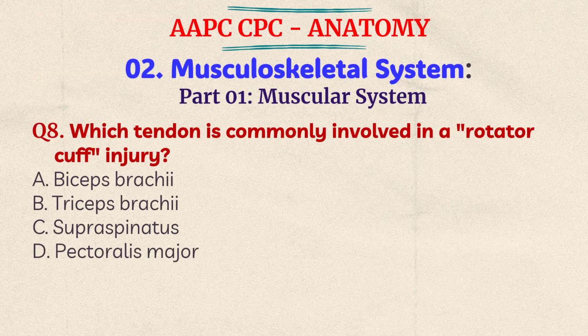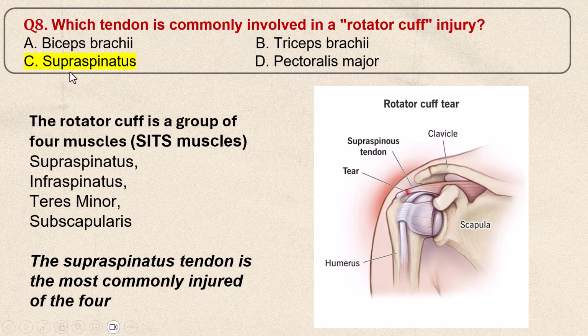Question number 8. Which tendon is commonly involved in the rotator cuff injury? A. Biceps brachii, B. Triceps brachii, C. Supraspinatus, D. Pectoralis muscle. So pause the video and think of the answer. The correct answer is supraspinatus.